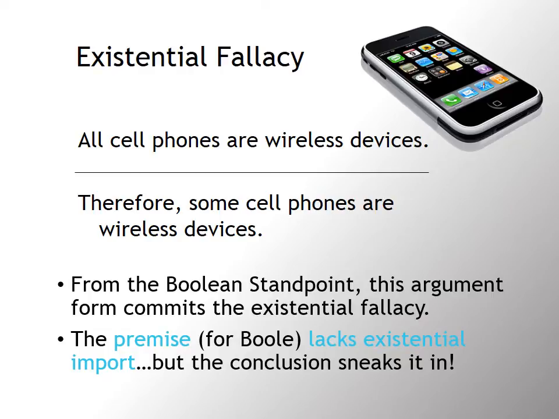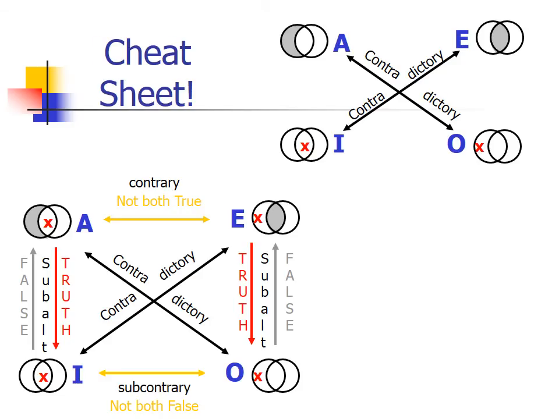The premise did not include the claim that cell phones actually existed, and we need that assumption to get the inference to go through. So here's my little cheat sheet for you. The Boolean square of opposition at the top and Aristotle's square at the bottom. Feel free to look back and refer to this at any time. And let's move on to the last issues we're going to cover.